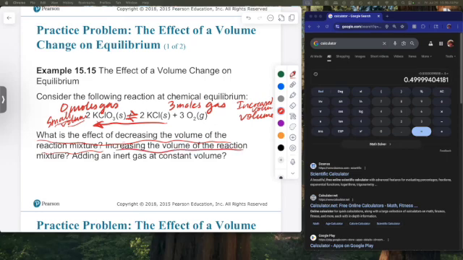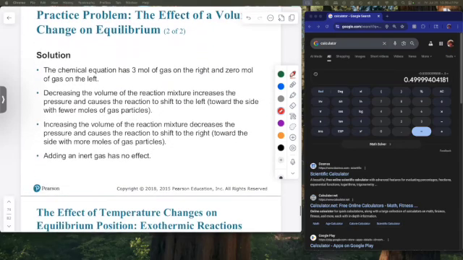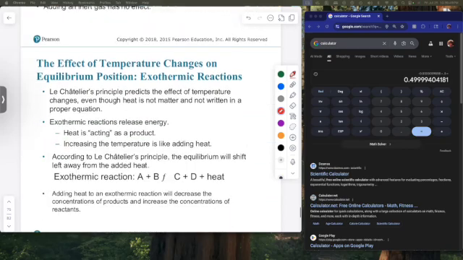Increasing the volume of the reaction mixture will shift it right, because right prefers increased volume since you have more moles of gas. Inert gas does nothing. I already told you that in the beginning, when I gave you the recap. You can go through and read all this stuff over here. I'm trying to just skim and get to the end.